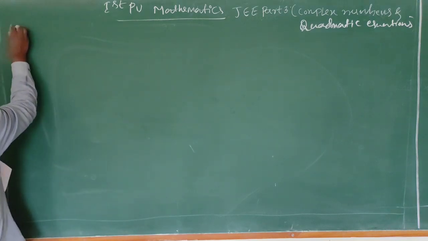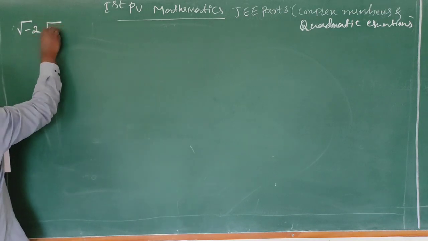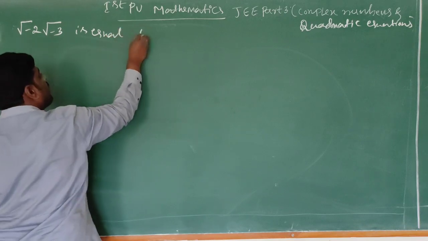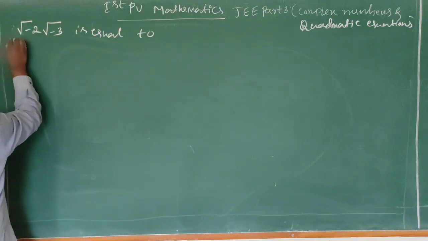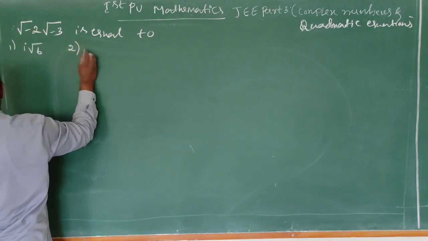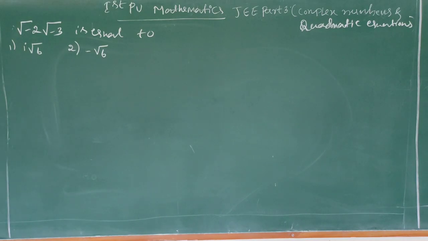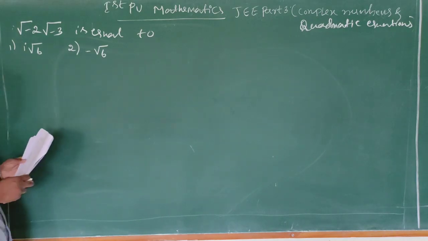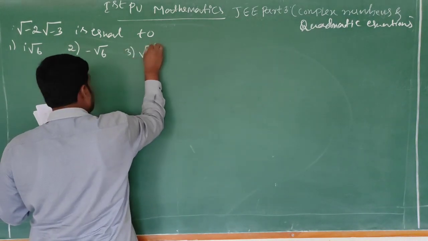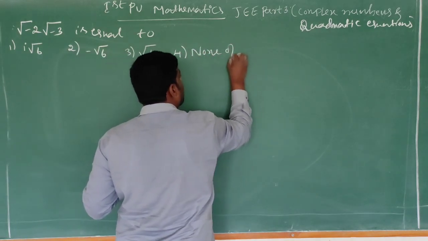Next question. Square root of minus 2 times square root of minus 3 is equal to: first option i root 6, second option minus root 6, third option root 6, fourth option none of these.